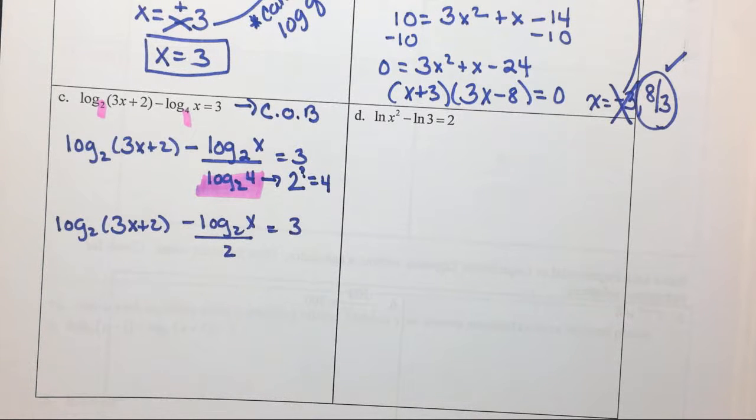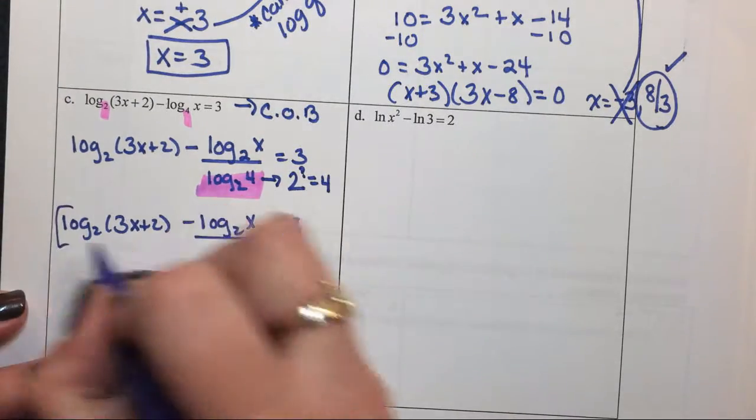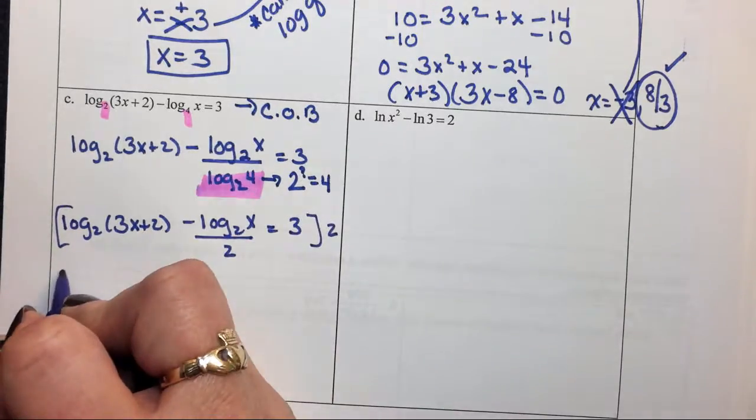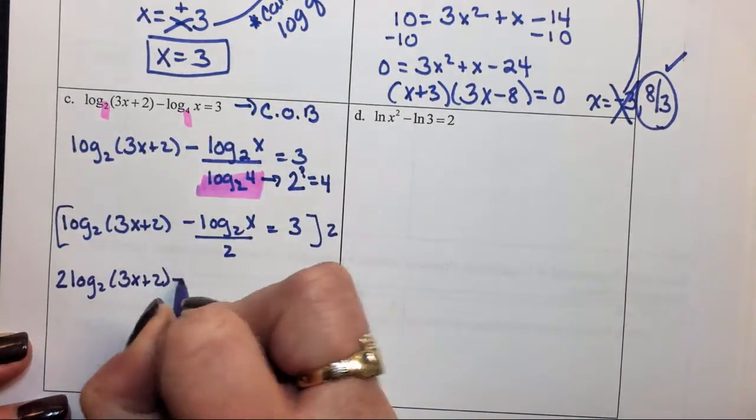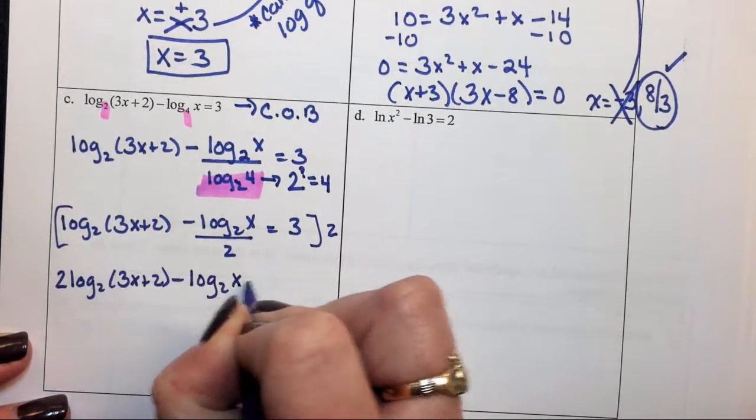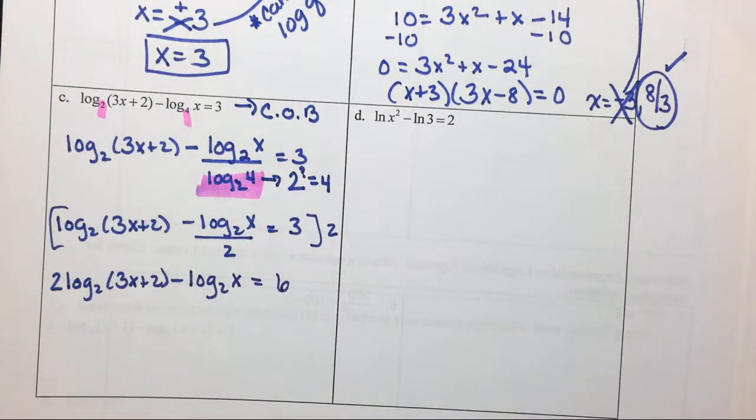Now, just like any equation, we always try and clear all fractions out of the equation. So what can I multiply this entire equation by? 2. So I have 2 log base 2 of 3x plus 2 minus log base 2 of x is equal to 6. Now do you see some smushing? Now I have all my bases of 2. Now I got rid of that ugly fraction. Now do you see the property of logarithms that I can do to start doing my smushing?